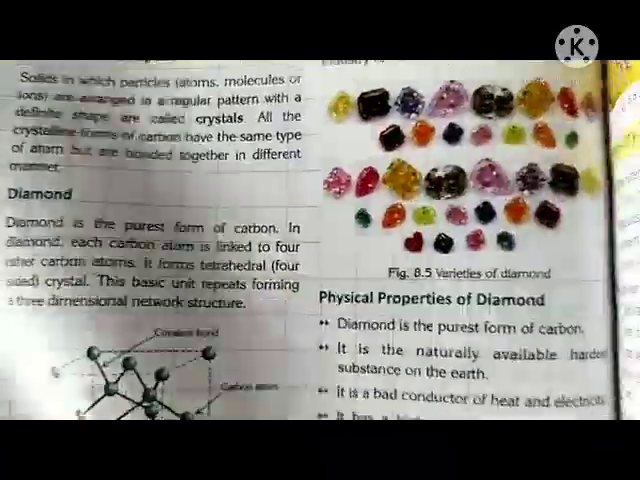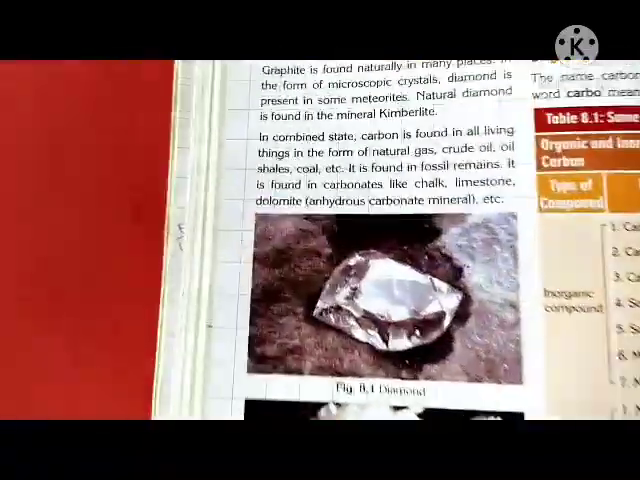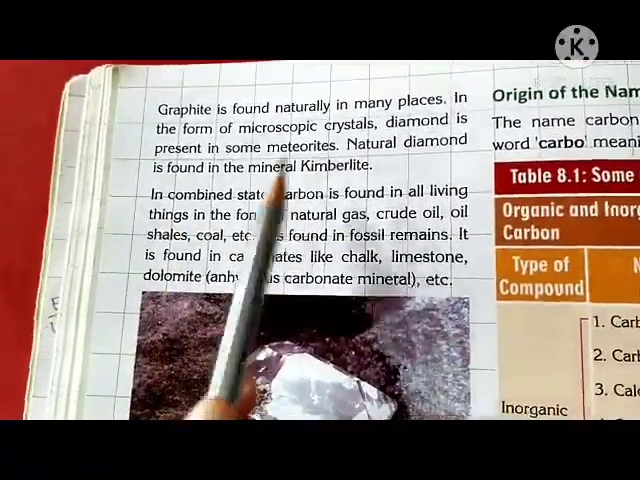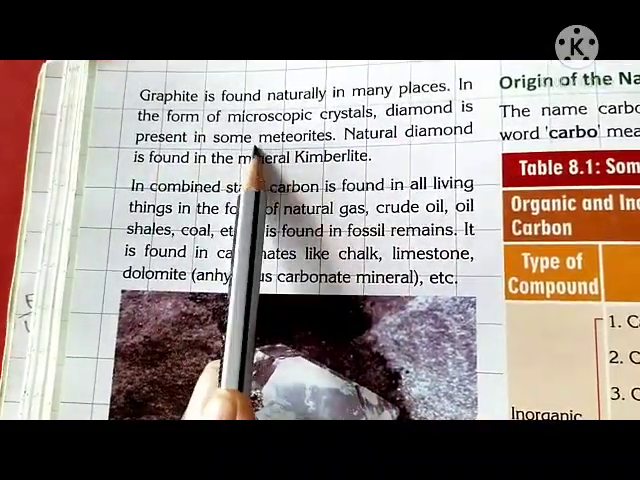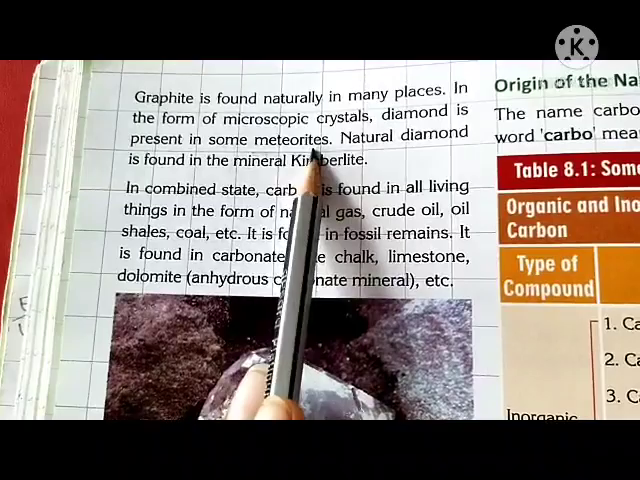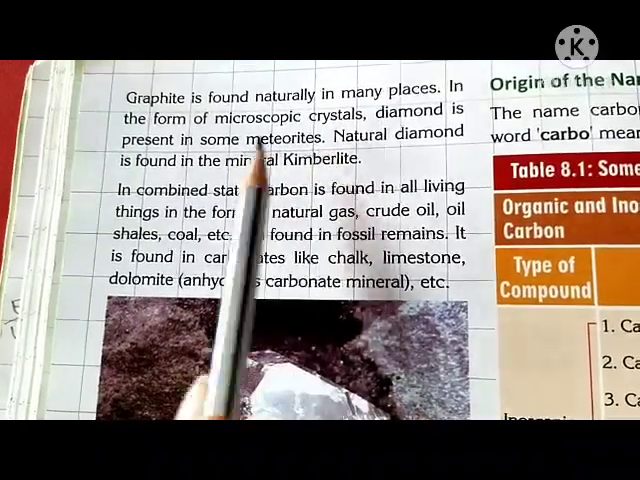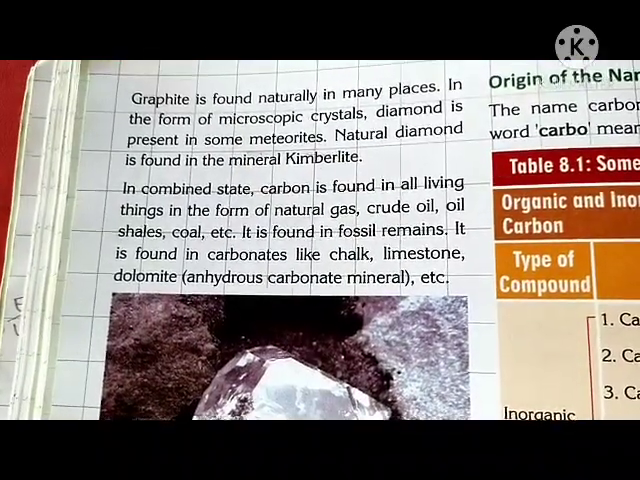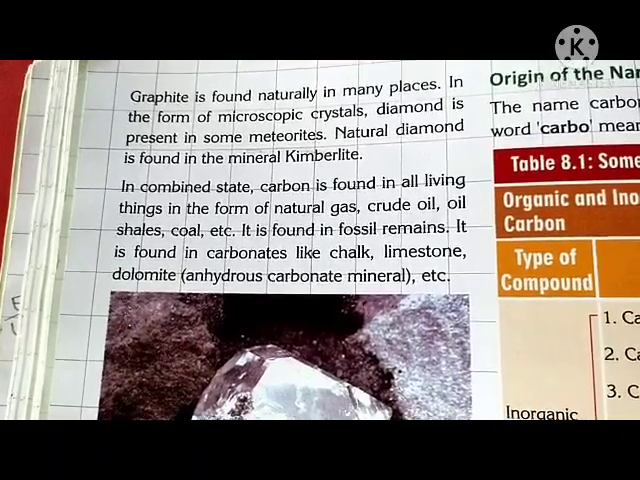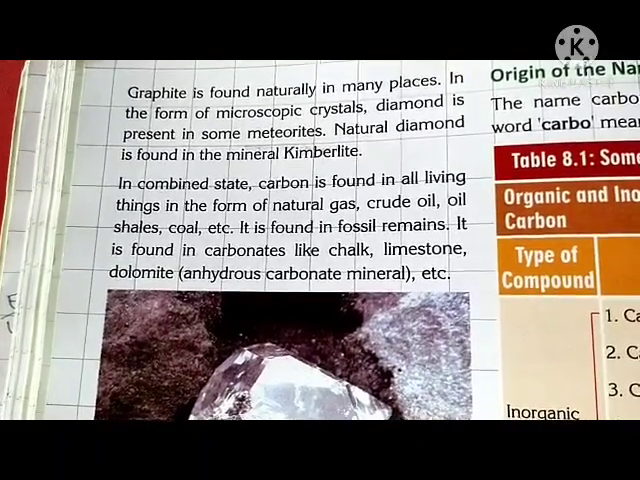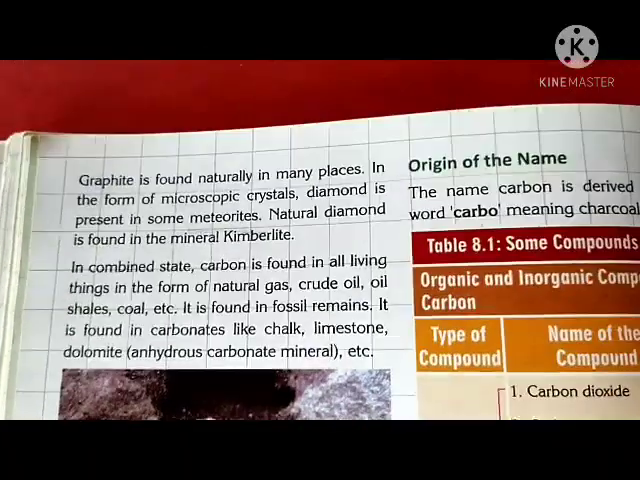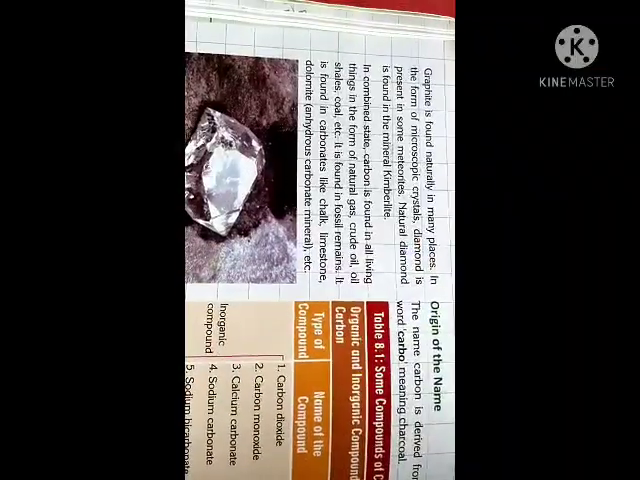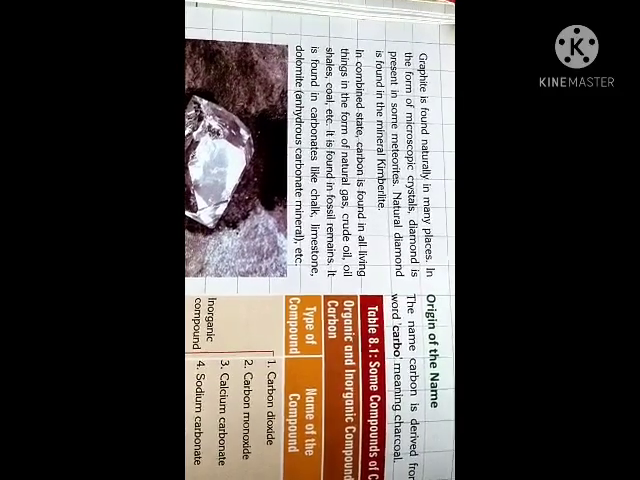So naturally graphite is also present, which is a form of diamond in the form of microscopic crystal. Diamond is present in some meteoroids. What is the meaning of meteoroids, students? Meteoroids is the impure form of diamond. Natural diamond is found in the mineral kimberlite.